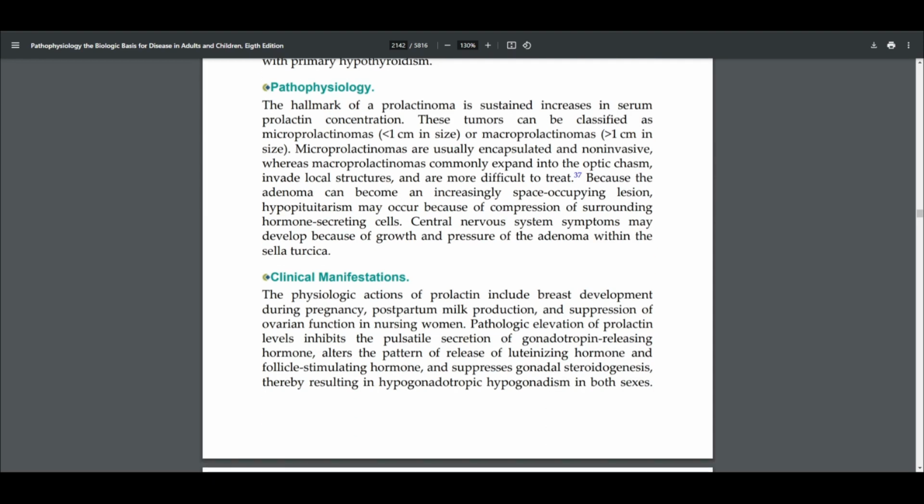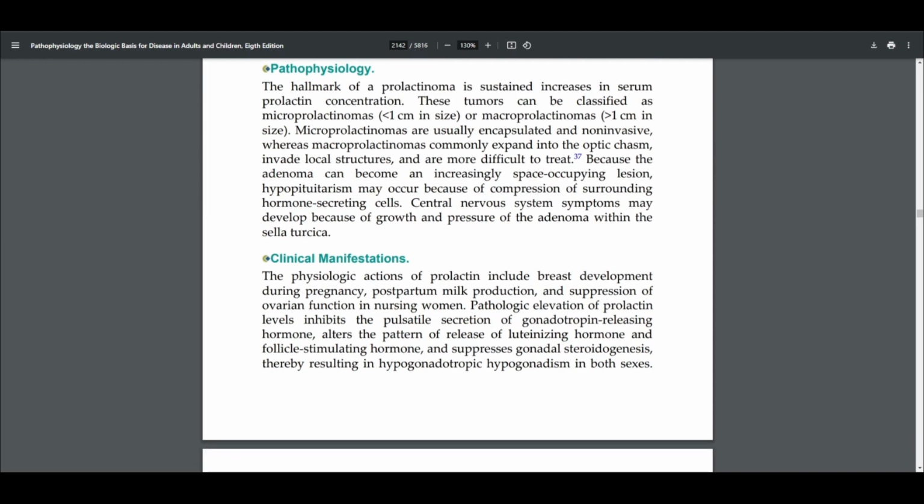So, the pathophysiology. The hallmark of prolactinoma is sustained increases in serum prolactin concentration. These tumors can be identified as microprolactinomas or macroprolactinomas. Microprolactinomas are usually encapsulated and non-invasive, whereas macroprolactinomas commonly expand into the optic chiasm, invade local structures, and are more difficult to treat.